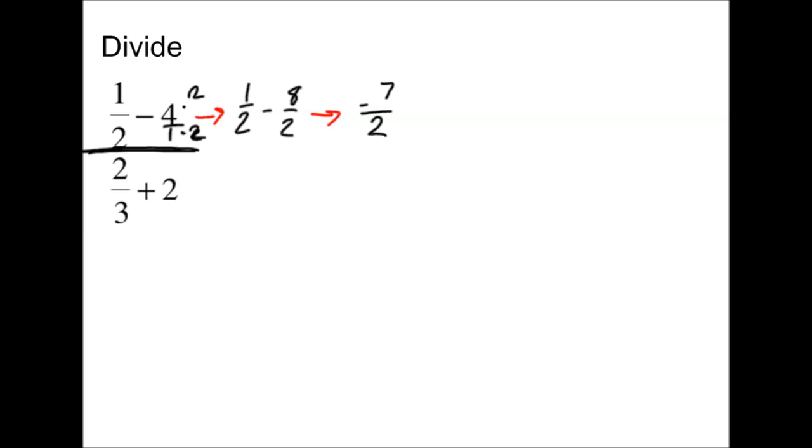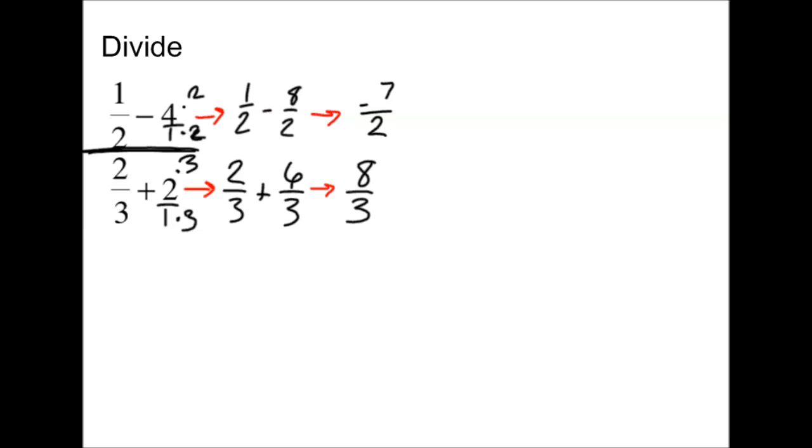Okay, now let's work on the bottom. Make sure we turn this into a single fraction as well. Let's put the 2 over 1. I need a denominator of 3, so times by 3, times by 3. I get 2 over 3 plus 6 over 3. So 2 plus 6 is 8 over 3.